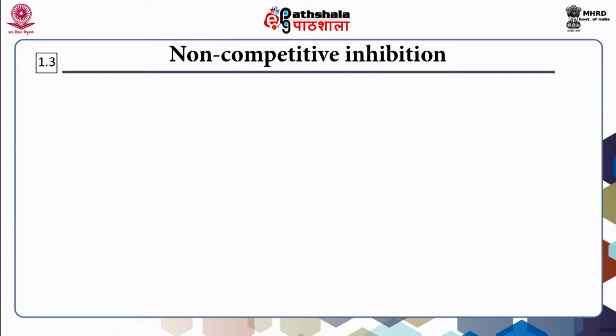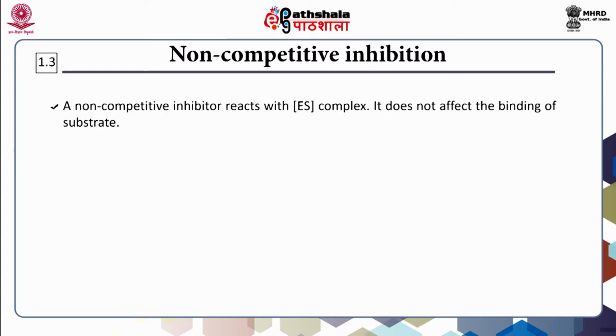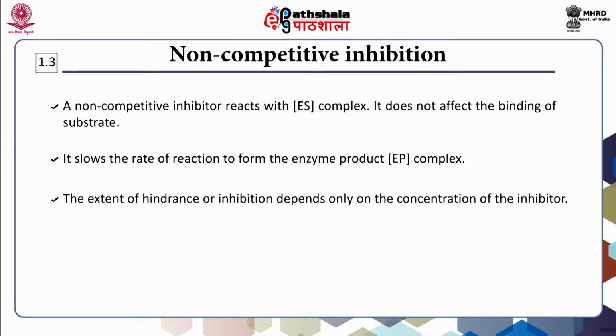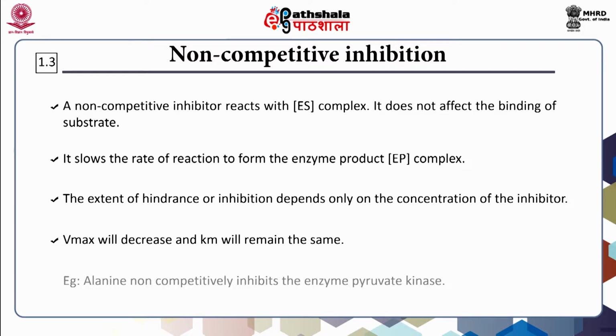Non-competitive inhibition. A non-competitive inhibitor reacts with the enzyme-substrate complex. It does not affect the binding of substrate. It slows the rate of reaction to form the enzyme-product complex. The extent of hindrance or inhibition depends only on the concentration of the inhibitor. Vmax will decrease and Km will remain the same. Example, alanine non-competitively inhibits the enzyme pyruvate kinase.